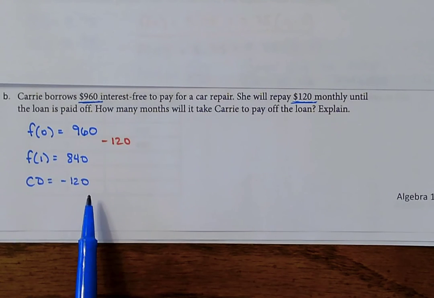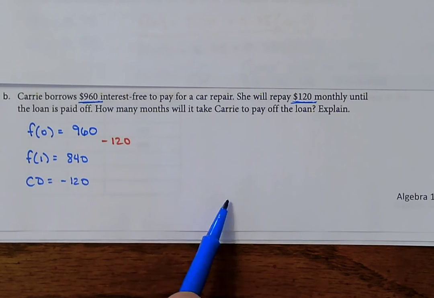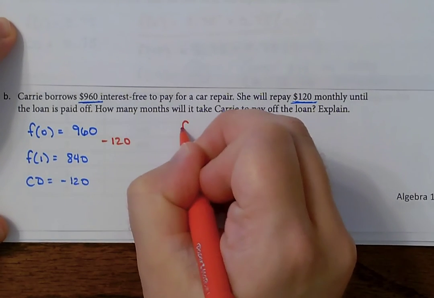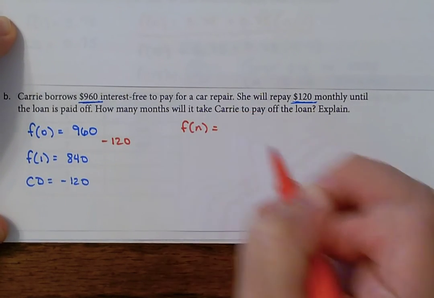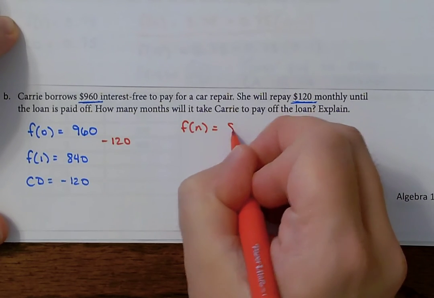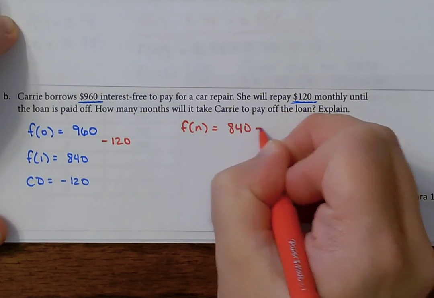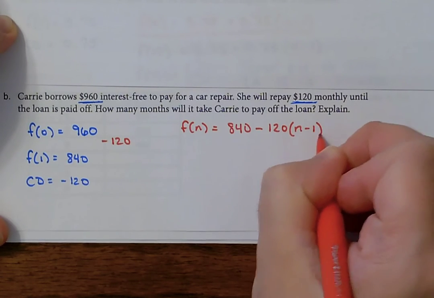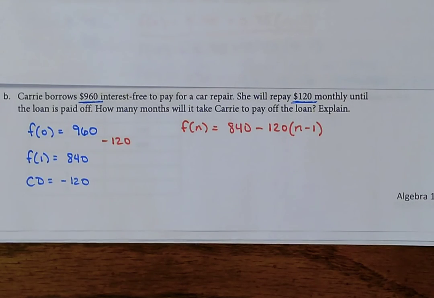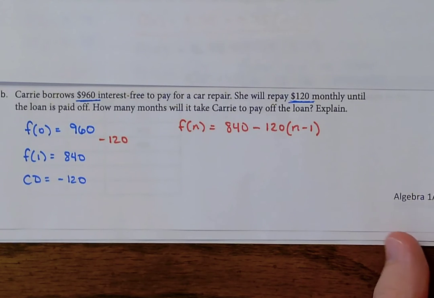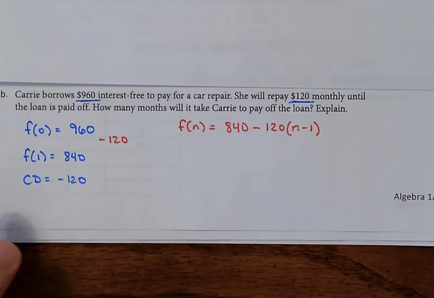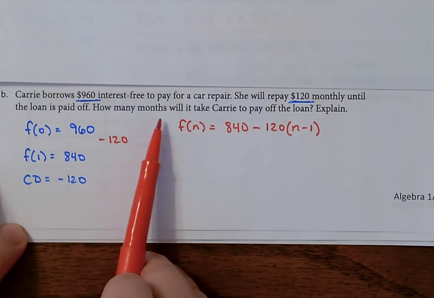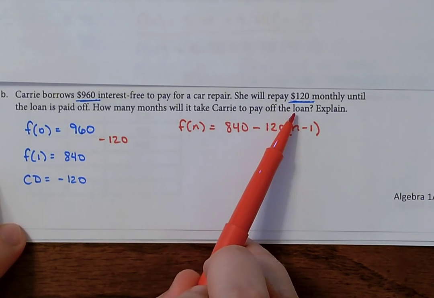So now using this, I can then go through and create my explicit rule, which is f of n equals 840 minus 120 times n minus 1. Okay, so I now have my explicit rule for this situation. Now let's take a look at the other part. So how many months will it take Carrie to pay off the loan?